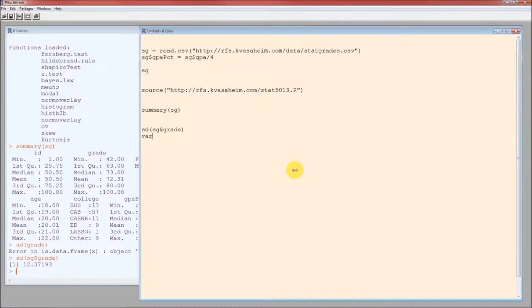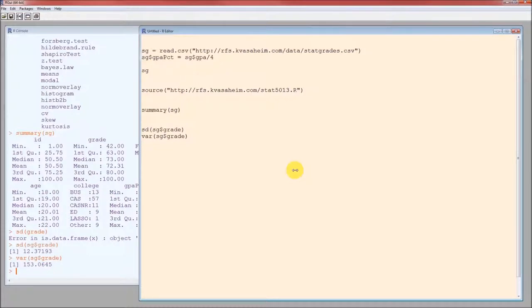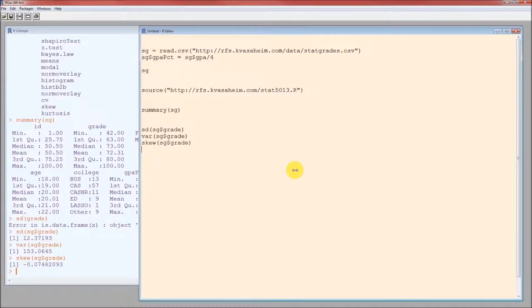And if we want the variance of grade, oh no, we gotta do SG $grade to get the variance. We can do the skewness. Grade. No, it's SG. I'm tired of typing SG $ all the time. So here's the skewness, by the way.